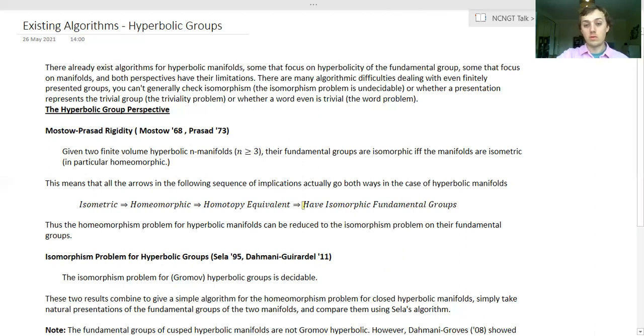And so if you know simply something about the algebra of the situation, you can understand not only the topology, but the geometry of the situation as well. This is why in future talks I might talk about lattices in the isometry group of H^n as really encoding all the geometry of a hyperbolic manifold. That's because the fundamental group of a hyperbolic manifold completely determines the manifold itself. Thus, the homeomorphism problem for hyperbolic manifolds can be reduced to the isomorphism problem on its fundamental groups.